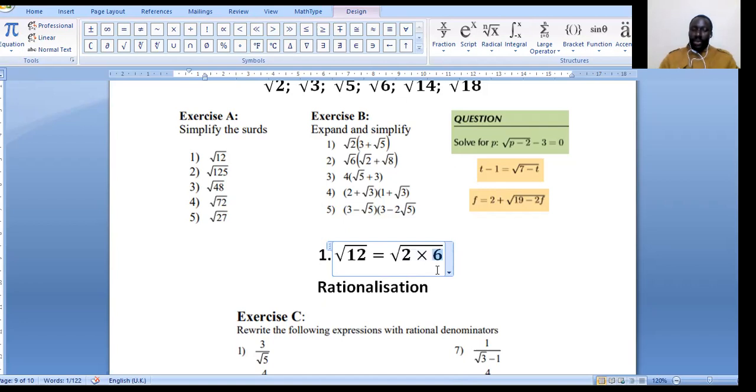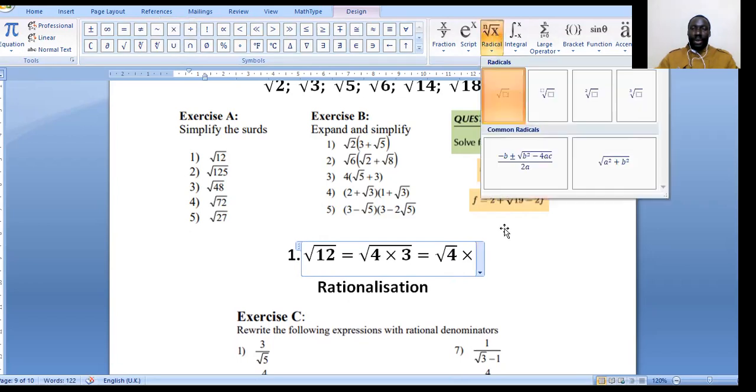That means we have to do what? We have to change these numbers. We have to change them to 4 and 3. They give us 12. 4 is a perfect square of 2. We can then go ahead to simplify. How do you simplify this? Well, we break this down then. We put there the square root of 4 times the square root of 3.